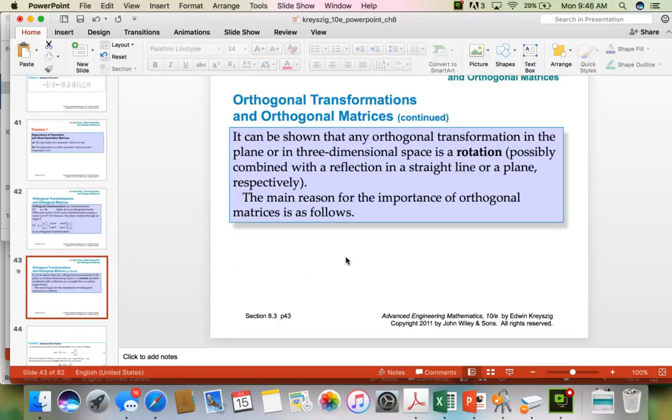So you can show, as I said in the previous slide, that any orthogonal transformation in the plane or in three-dimensional space is a rotation, possibly combined with a reflection along a straight line or a plane. And the main reason this is important, so let's go to the next slide.